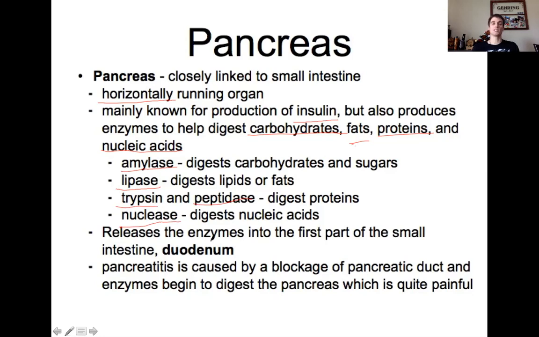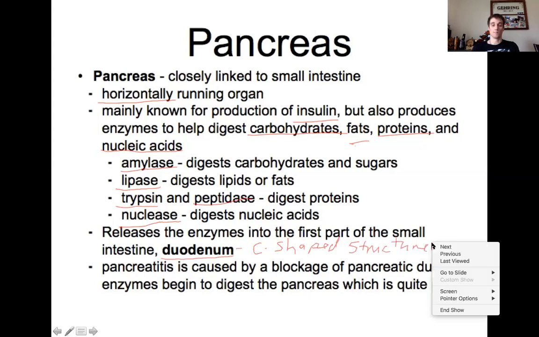Your pancreas releases all these enzymes into your small intestine, into the first segment called the duodenum. This is the first segment of your small intestine. There are 3 we're going to talk about. The first one's called the duodenum, which is a C-shaped structure. I'll show you what this looks like here in a second. But that is your duodenum.